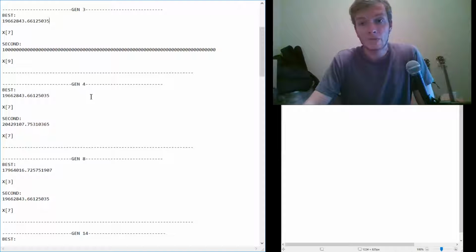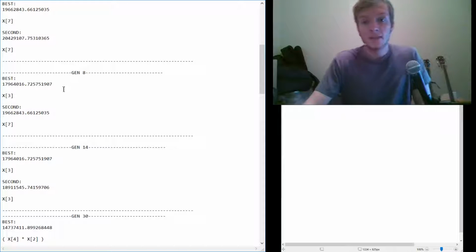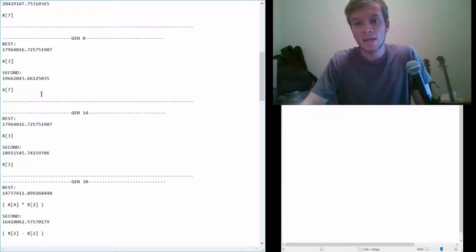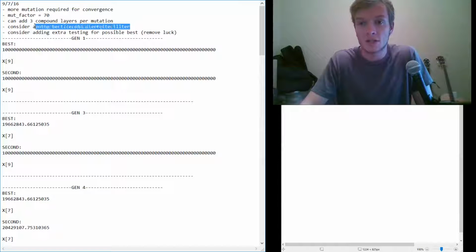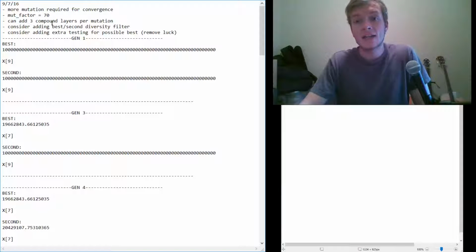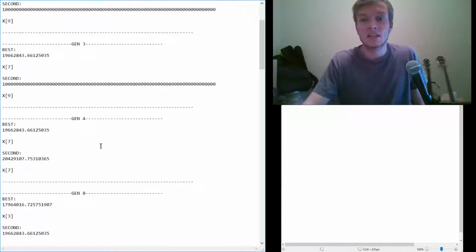So we have Gen 4, the second upgraded to the exact same thing. Gen 8, the best upgraded to 3, which is actually somewhat significant because 3 is involved in the equation, but it could just be random at this point. So it's pretty consistent that the second is grabbing hold of it, and that's actually something I mentioned up here. I'm considering adding in a best-to-second diversity filter, which means that the second can't have the exact same DNA as the first, as the best score.